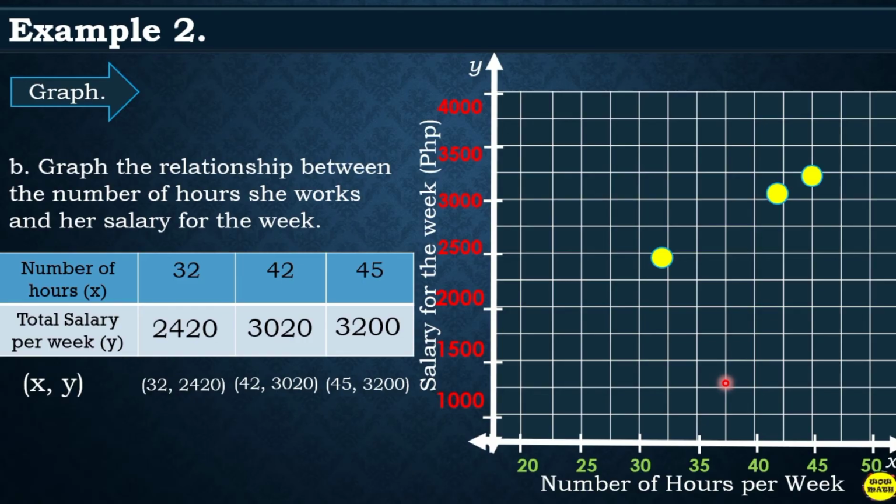And then you just have to connect the points. So there it is. This is the graph of the salary for the week in pesos and the number of hours per week. As you can see, the graph of the linear equation increases.